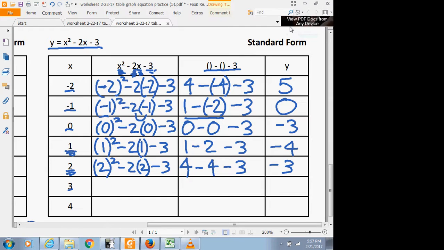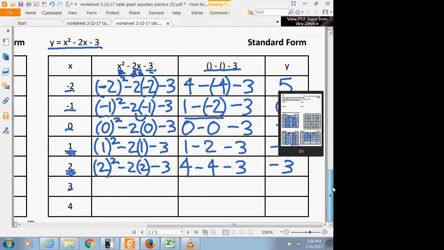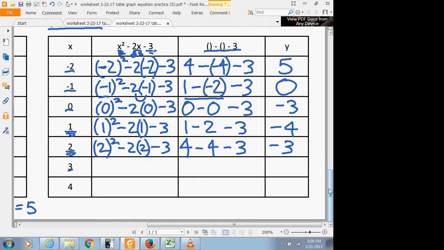Okay, so you did x equals 3. You hopefully put in 3 squared because you have x squared. Minus 2. I see a 2 up here. I put a 2 down here. I see an x up here. I put a 3 now. Wherever I see an x, I put this number. Then I subtract 3.